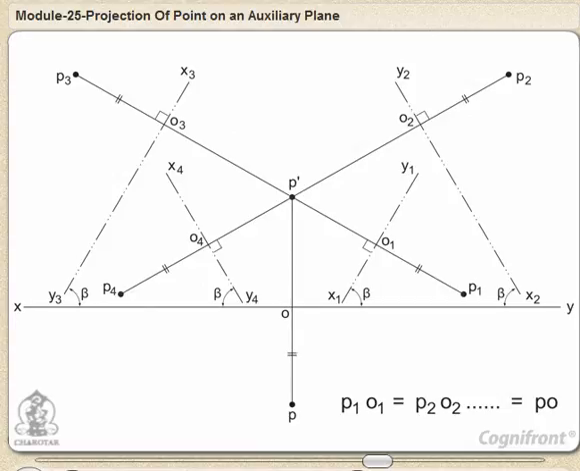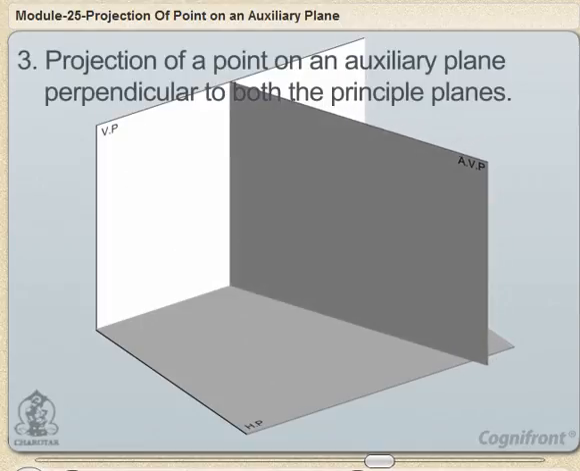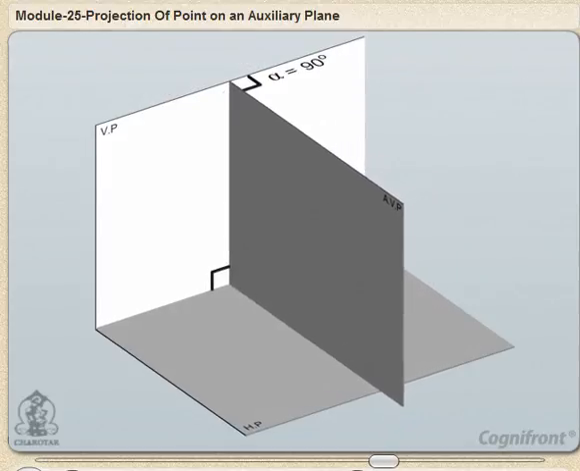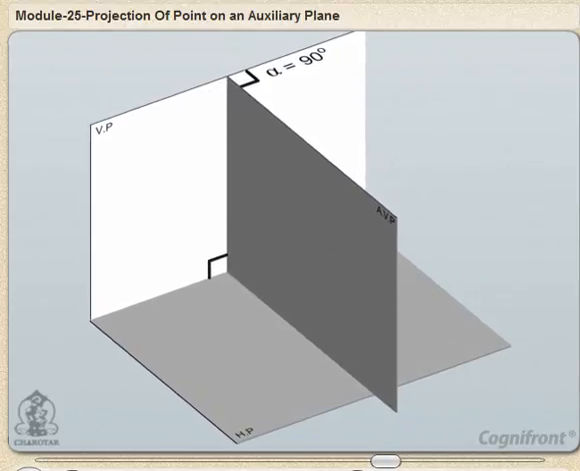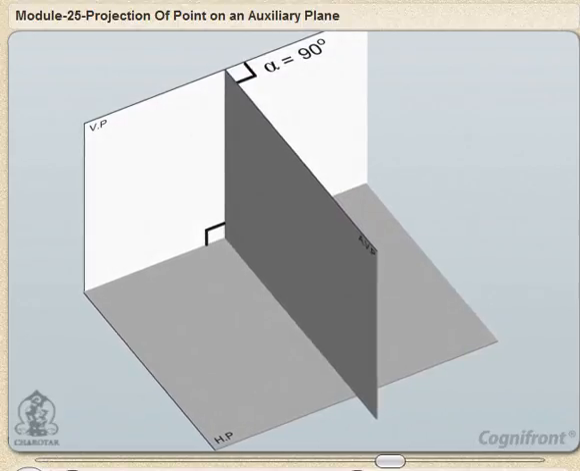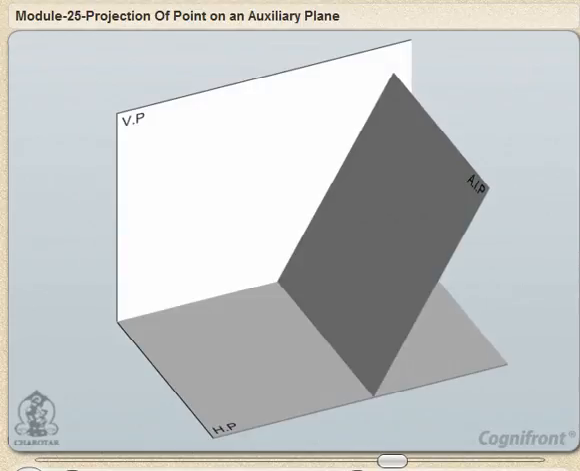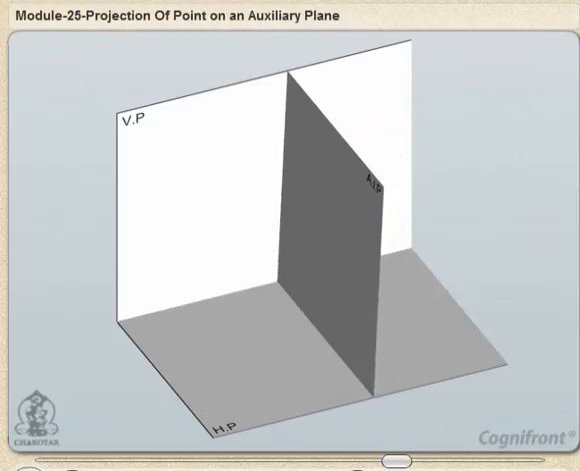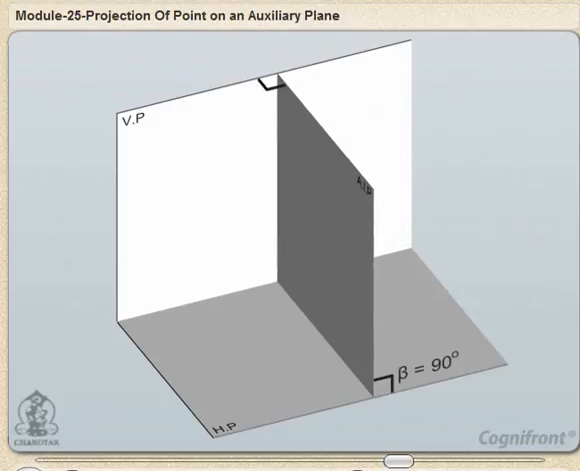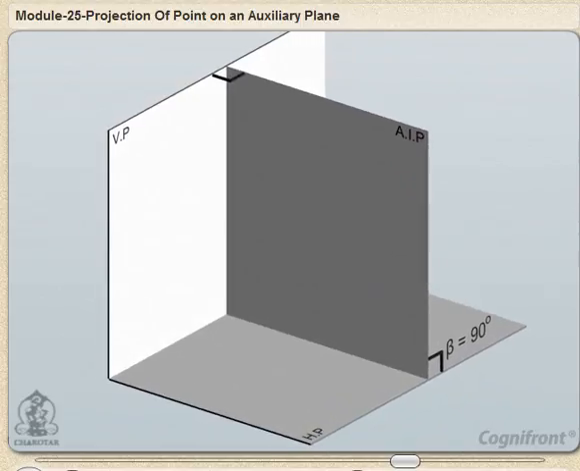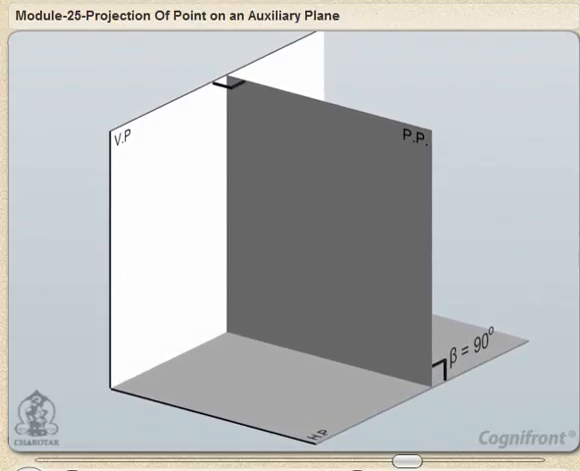If the inclination of the AVP with the VP is increased so that alpha equals 90 degrees, the AVP will be perpendicular to both the planes. Similarly, if the inclination of the AIP with the HP is increased so that beta equals 90 degrees, it will also be perpendicular to both the HP and the VP.